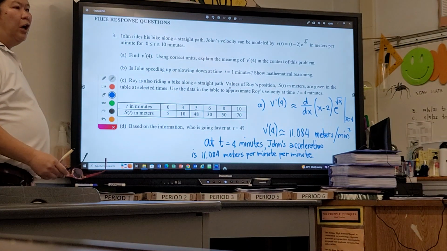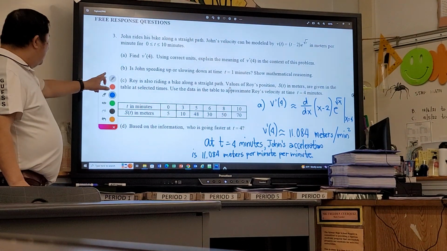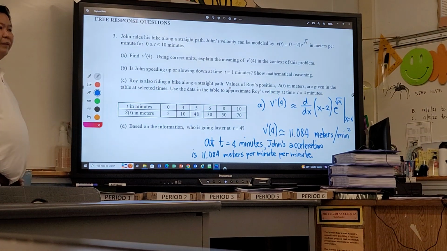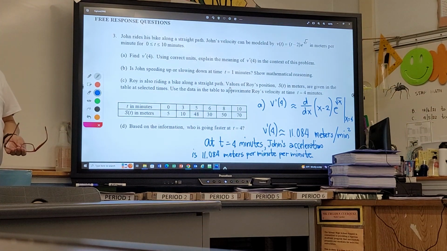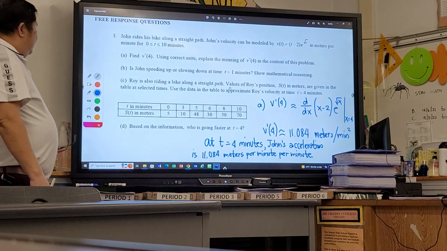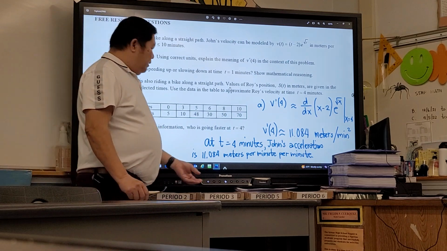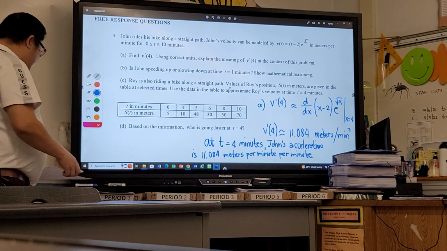Okay, any question on problem A? To find the acceleration of the velocity, to find the derivative of the velocity. So the derivative of velocity is acceleration. Okay. Next, Samantha, can you read problem B for me, please?